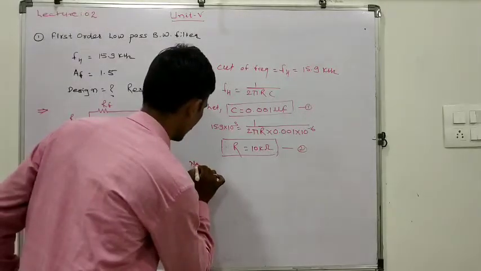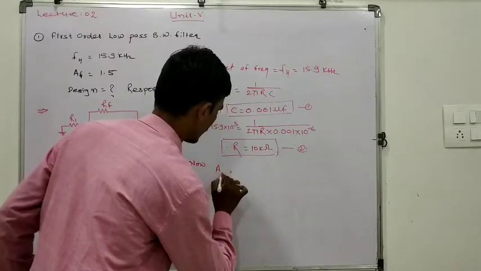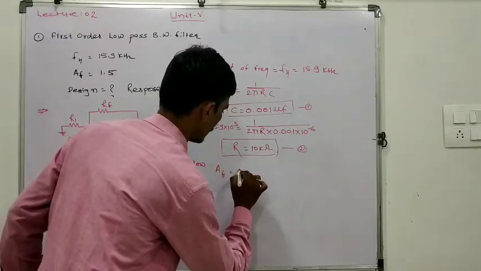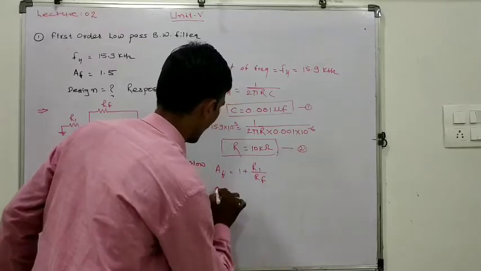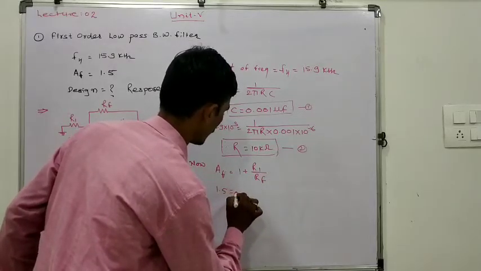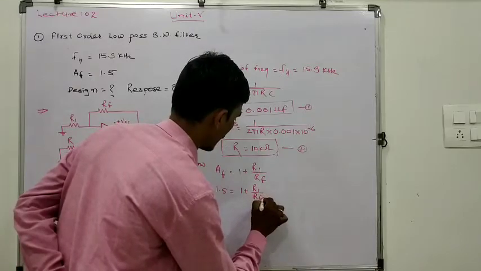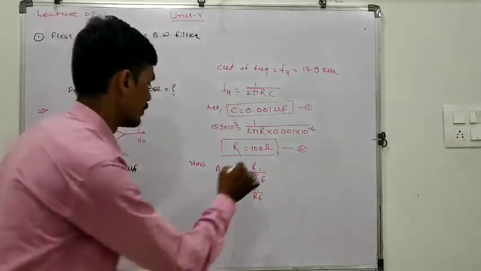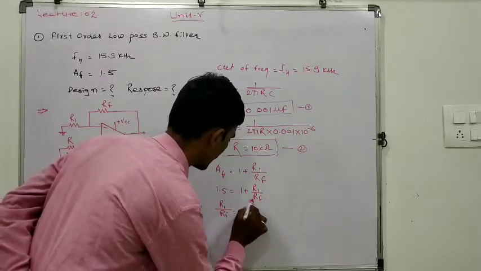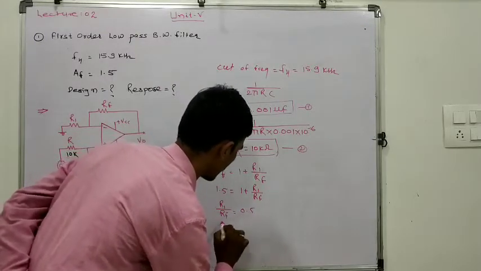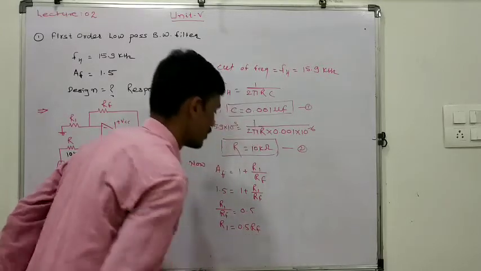Now the next formula that we know is AF. AF is mentioned as 1 plus R1 divided by RF, and it is equal to 1.5. So 1.5 is equal to 1 plus R1 divided by RF. Is it right? So R1 divided by RF is equal to 0.5. So R1 is equal to 0.5 RF.